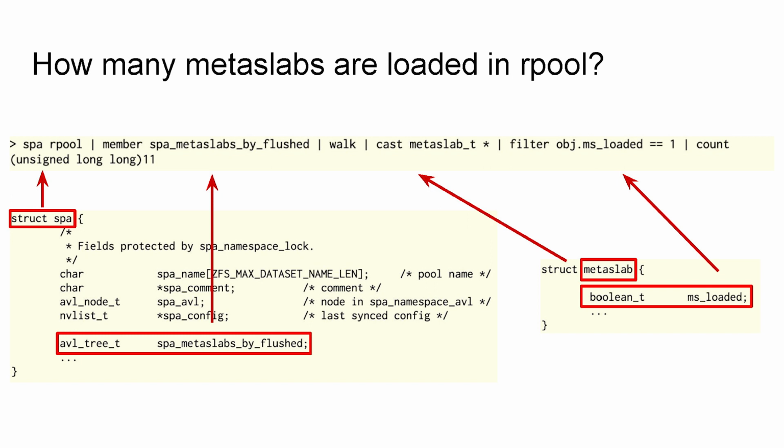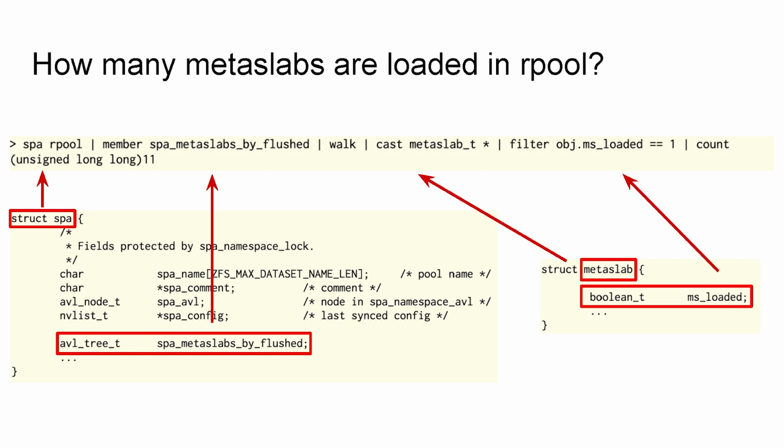This would be a pipeline that we would construct, and we can walk this together. So these are the relevant C structures in the code. What happens? We go through all the spa_t structures and specifically look for the one whose spa_name is rpool. We dereference the spa_metaslabs_by_flushed member, which is an AVL tree that contains all the metaslabs in the pool, and we walk that tree. We cast each node to a metaslab_t pointer.